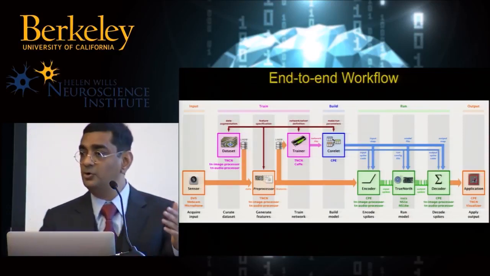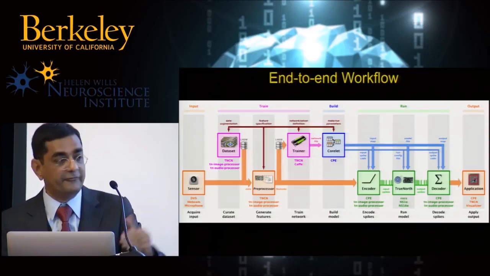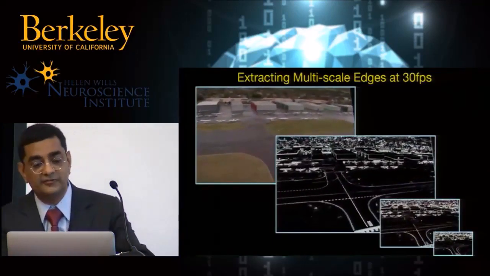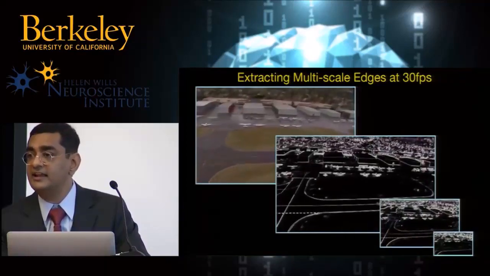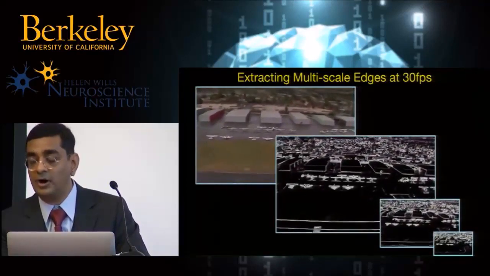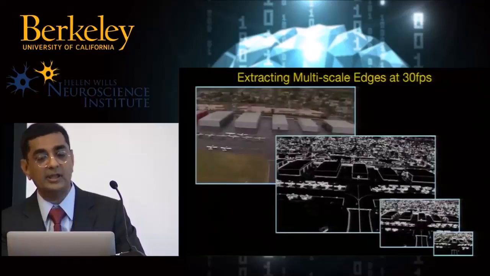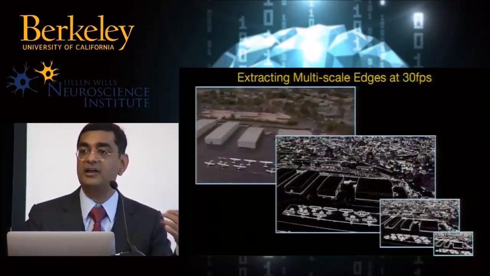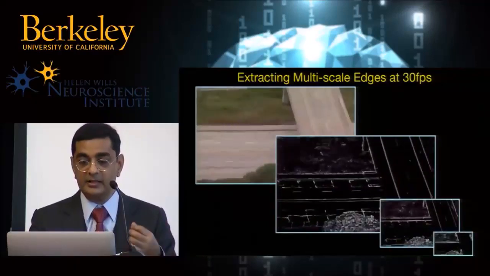And now let me show you some of the demos. A couple of the demos I'll show you were before the deep learning work. So here, this is actually a video from DARPA NeoVision Heli datasets, a helicopter flying over Los Angeles Municipal Airport, and a multi-scale pyramid of edges being extracted with milliwatts of power at 30 frames per second.